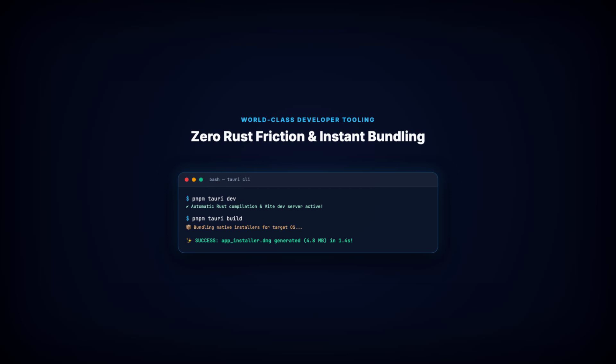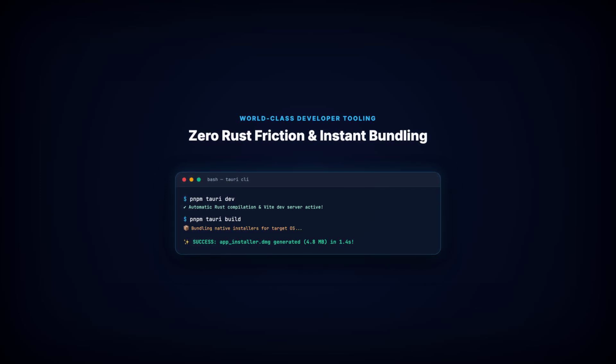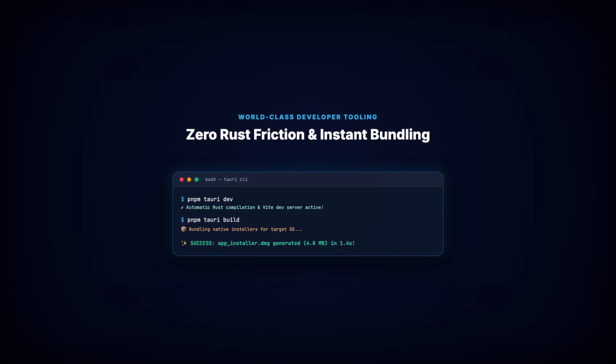You don't need to be a seasoned Rust expert to get started either. If you just want to build an app using web APIs, Tauri handles all the underlying Rust compilation automatically. It gives you intuitive CLI tools to run dev servers, debug in real time, and bundle production-ready installers for every platform with a single command.